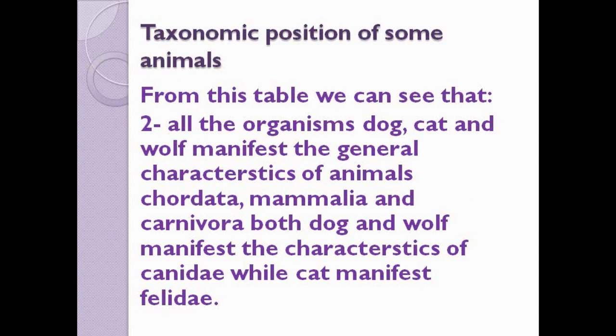Number 2. All the organisms, dog, cat, and wolf, manifest the general characteristics of animals, Chordata, Mammalia, and Carnivora. Both dog and wolf manifest the characteristics of Canidae, while the cat manifests Felidae.